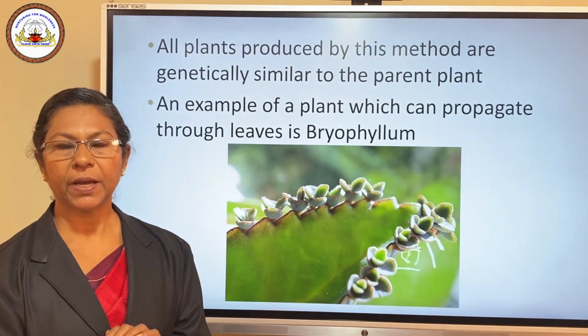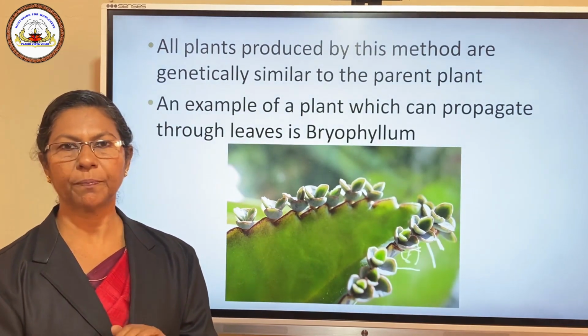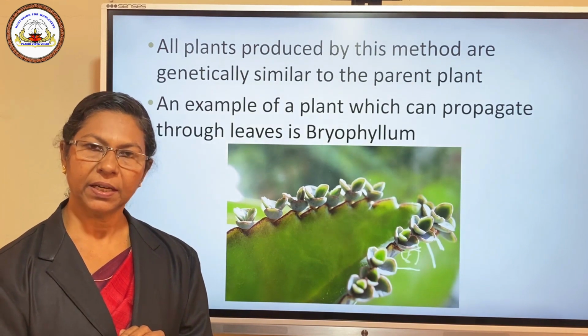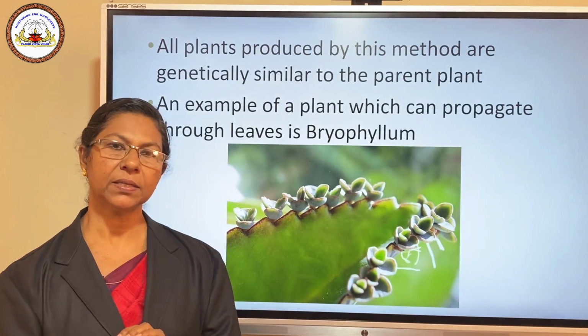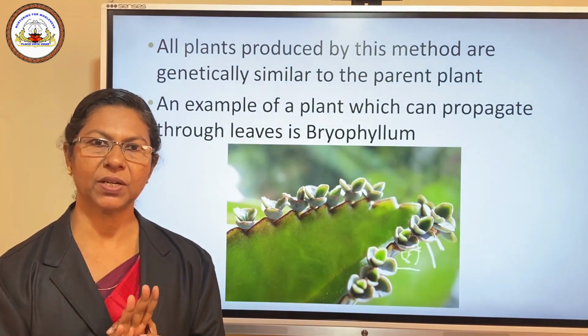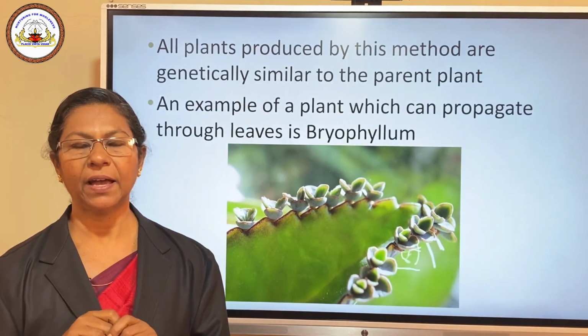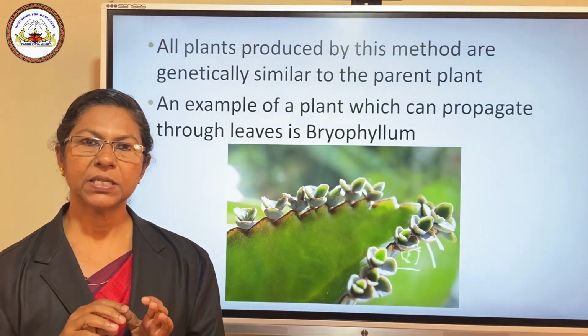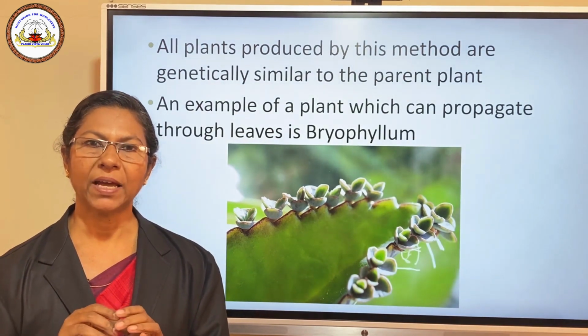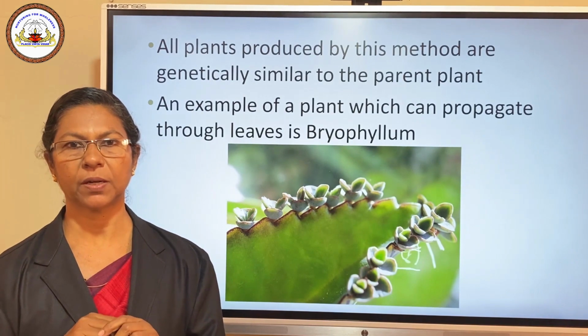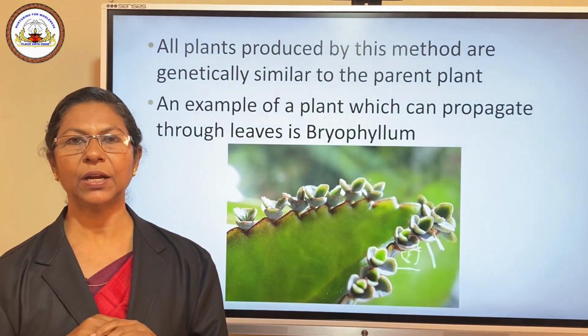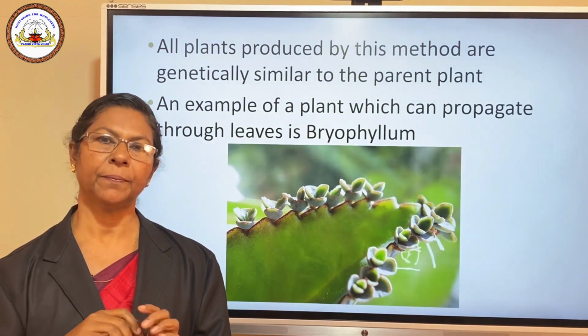In vegetative propagation, there are certain disadvantages also. The first disadvantage is that there is no variation. And the second disadvantage is that if the parent plant has any disease, that same disease will be present in the new plant produced by vegetative propagation. So these are the two disadvantages of vegetative propagation.